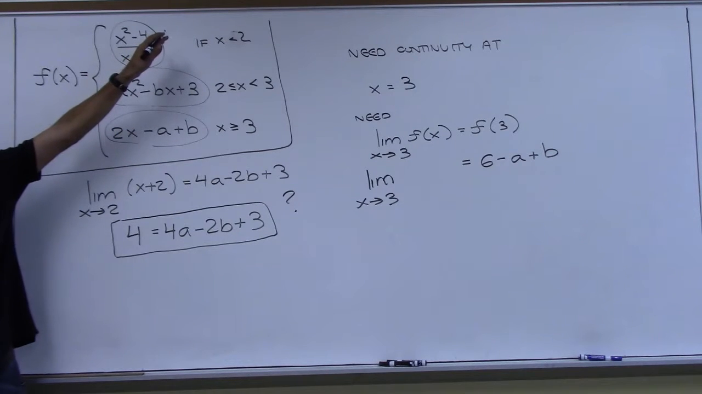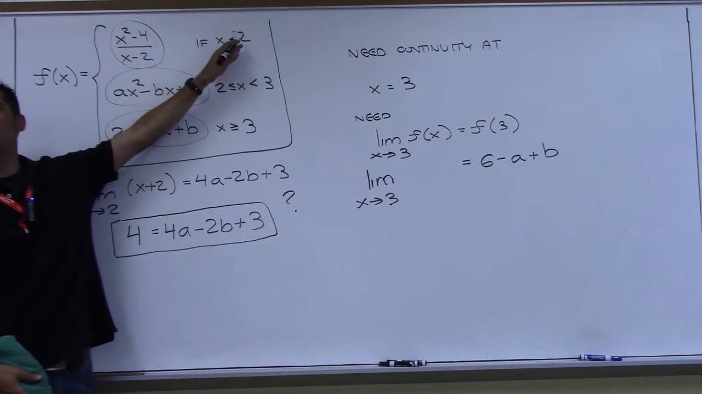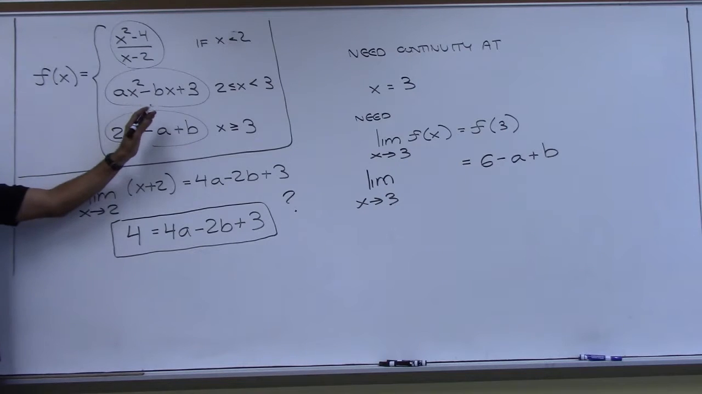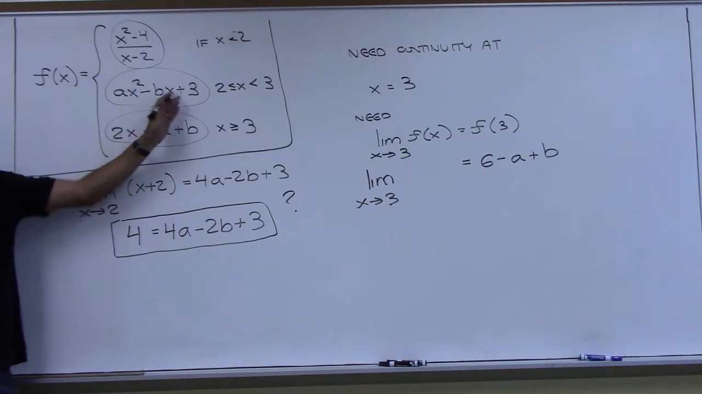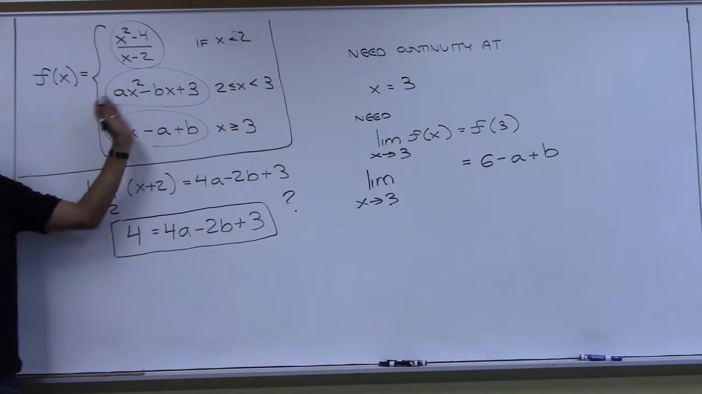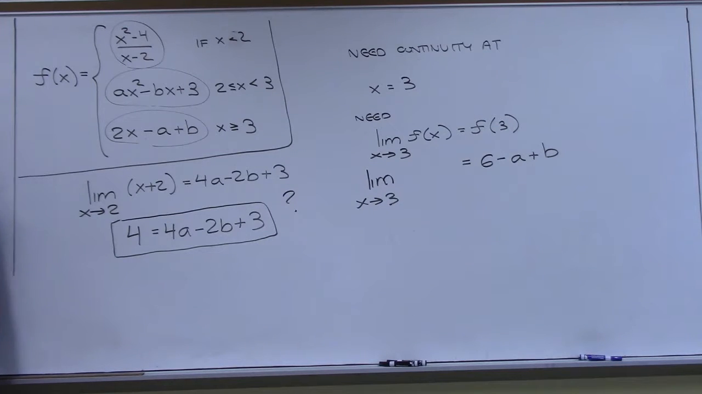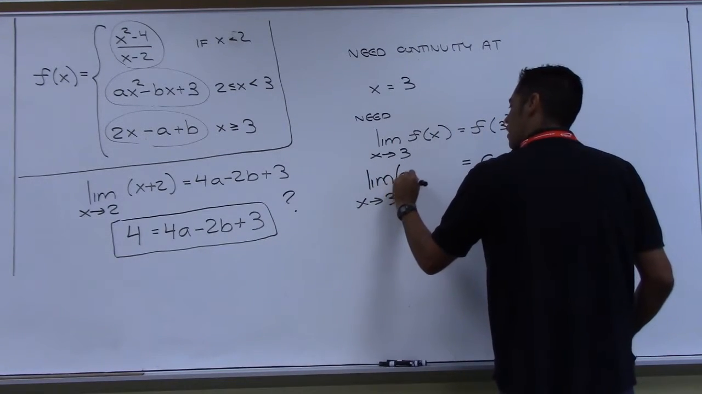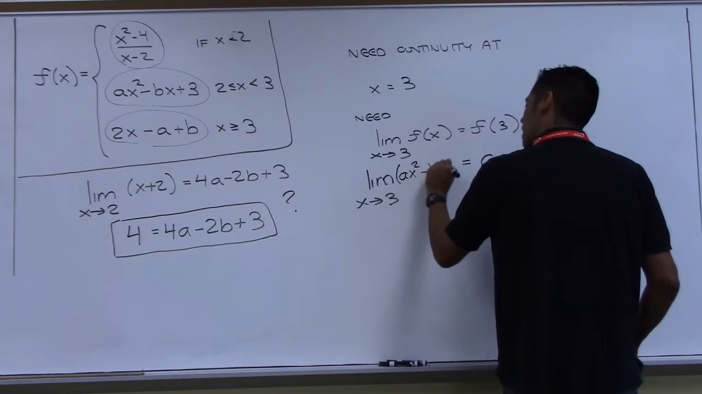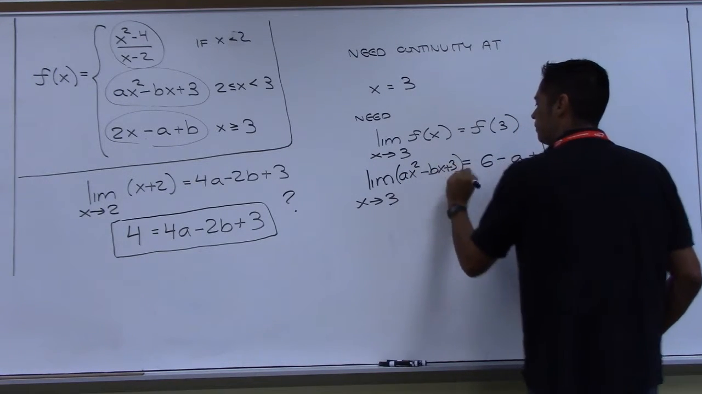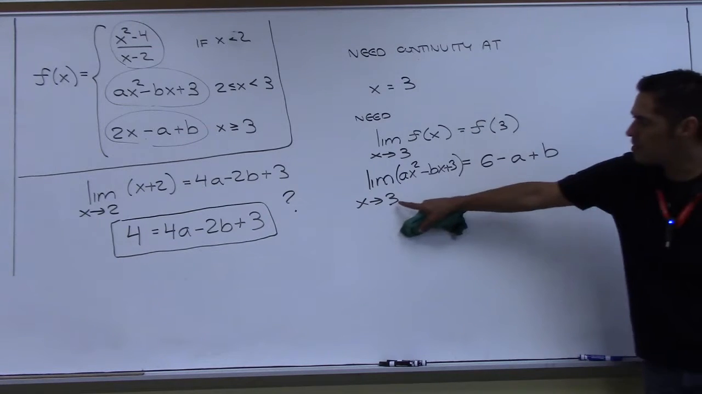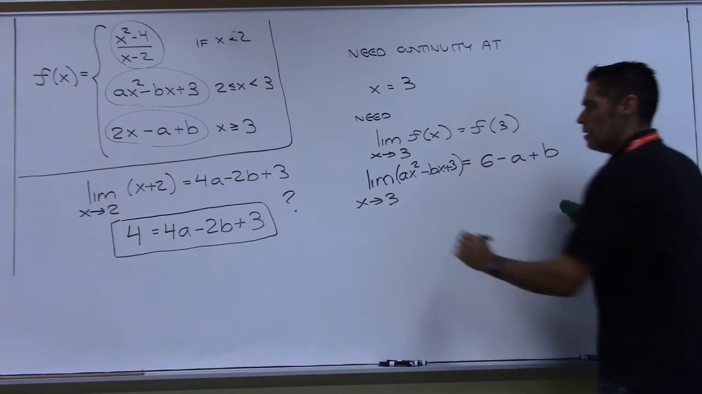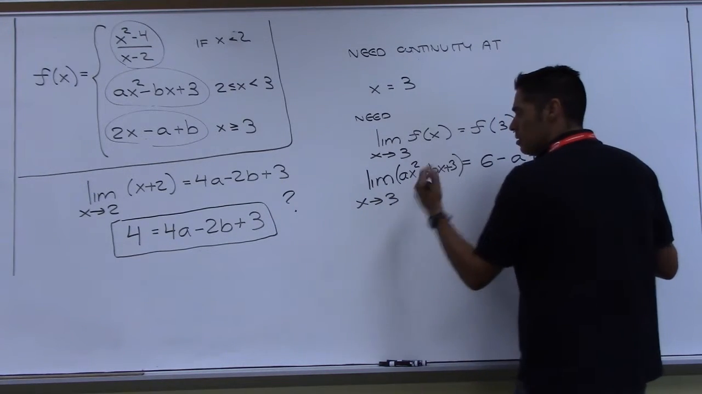Why do I not use the top piece? That's way near 2. I'm not worried about that. So I'm going to plug 3 into this for x. What would you get if you plug 3 in there? Well, let me write it down first, and then we'll actually do the limit. x squared minus bx plus 3. So replace x with 3. This is just a direct substitution.